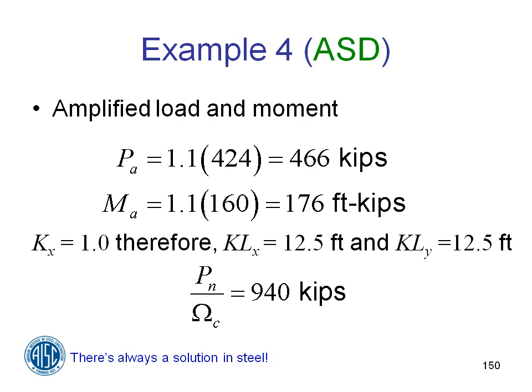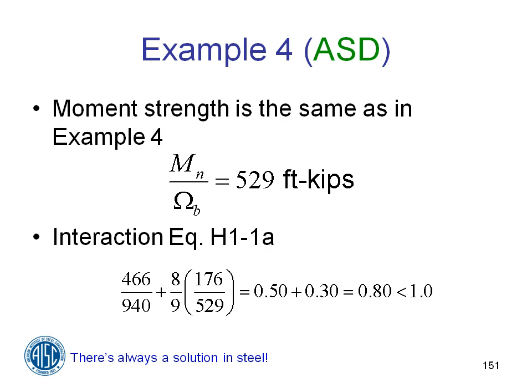With the effective length factors of 1, we get our strengths, and we determine the interaction value of 0.8. Now you will see that that is certainly different than what it was in example 3. But it is a very quick way of getting at the answer.